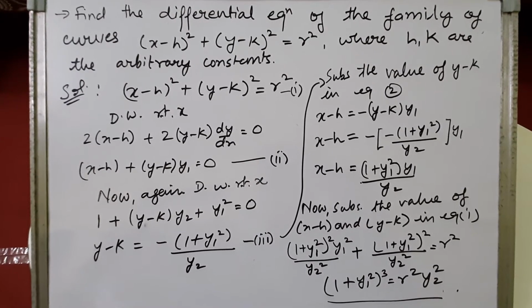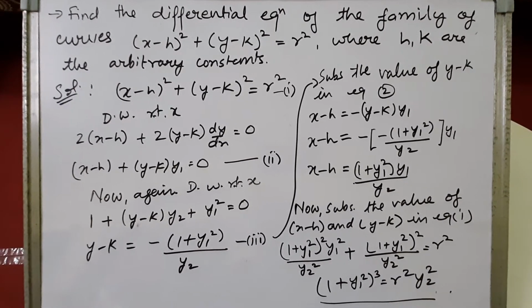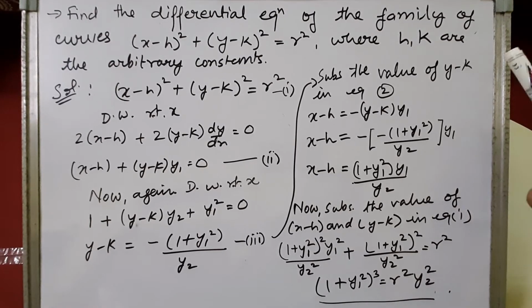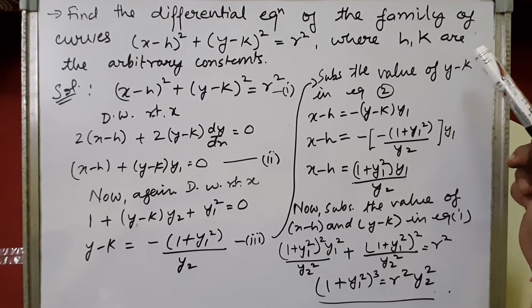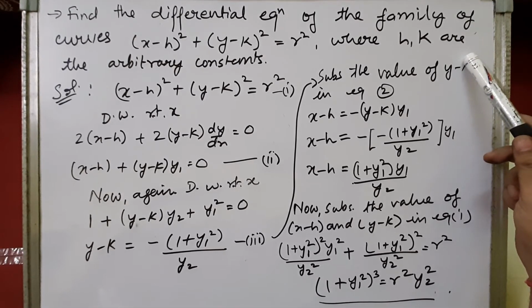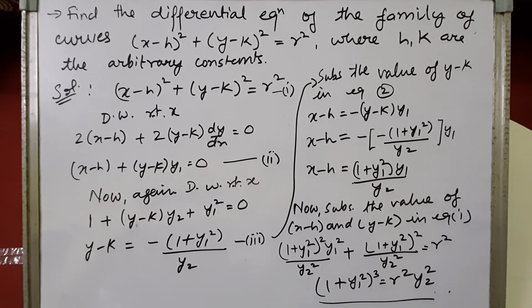Let's see another sum, children. Now in this sum it is given: find the differential equation of the family of curves (x − h)² + (y − k)² = r², where h, k are the arbitrary constants. Alright, so let's see the solution.